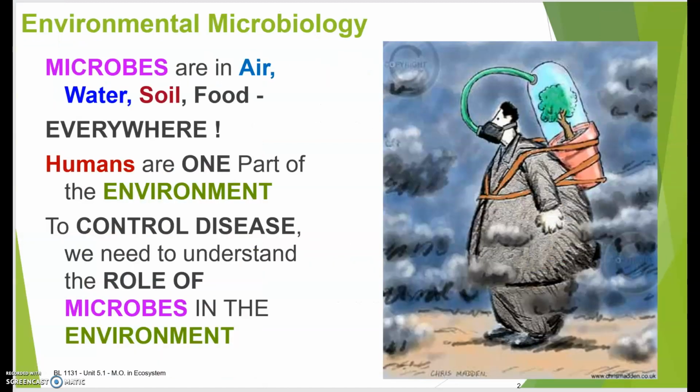Now, we've already studied in this course, and we've done it in lab, that microorganisms, bacteria in particular, are everywhere. We find them in our air, soil, our food, in the water. We find them everywhere. So it's healthy for us as humans to understand that microbes are going to be a part of our environment. In order for us to control disease, we need to understand the roles that these microorganisms play in our environment. In order to keep us healthy and to keep our planet healthy, it's a good idea to know what role these microorganisms are playing when we're talking about where they fit in.